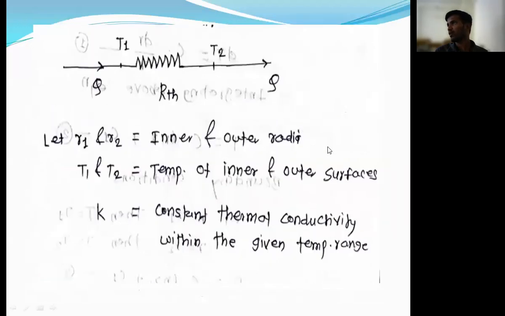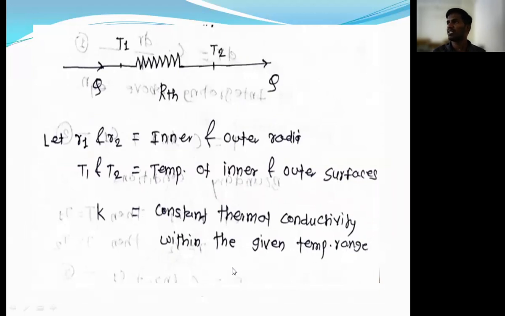Okay, then write down the meaning of this R1 and R2. So what is the meaning of R1 and R2? Inner and outer area. Then T1 and T2 is nothing but temperature of inner and outer surfaces, and K is nothing but constant thermal conductivity within the given temperature range.